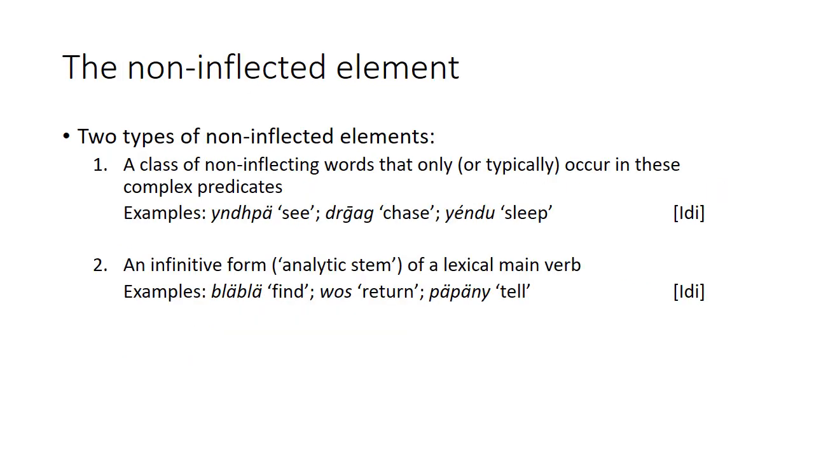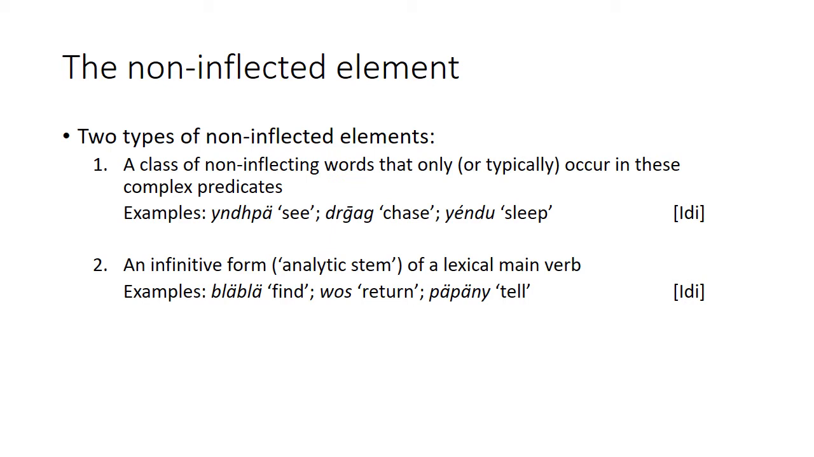Now let's take a closer look at the non-inflected element. In fact, there are two types of non-inflected elements. The first type is a class of non-inflecting words that only or typically occur in these types of complex predicates. You do not find them inflected with verbal inflection on their own. So some examples from Idi include yunjpa, which is see, drgwag, which is chase, and yandu, which is sleep.